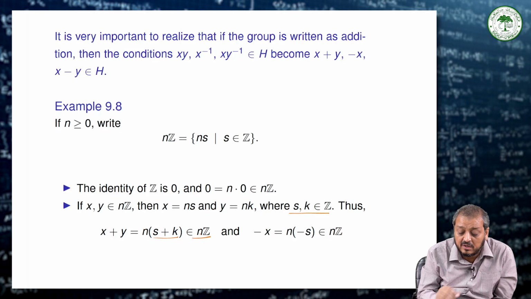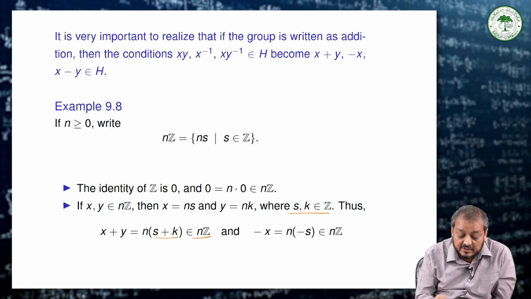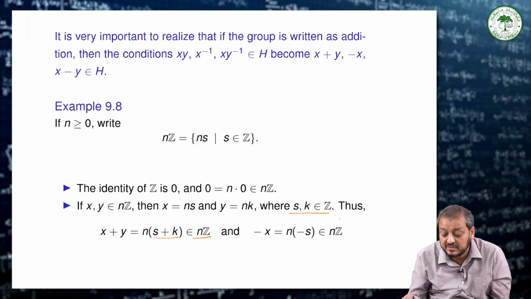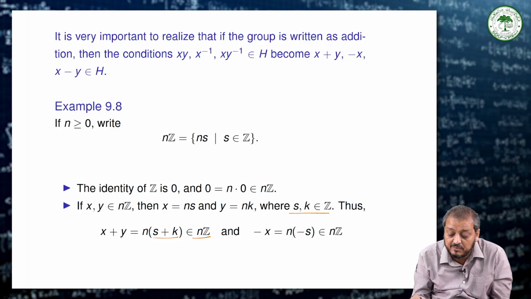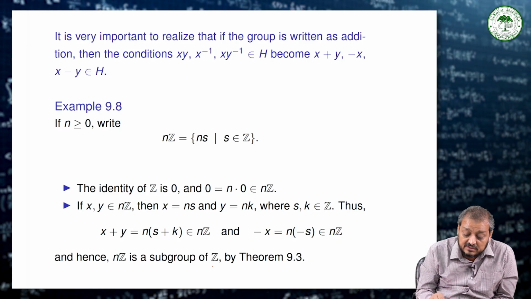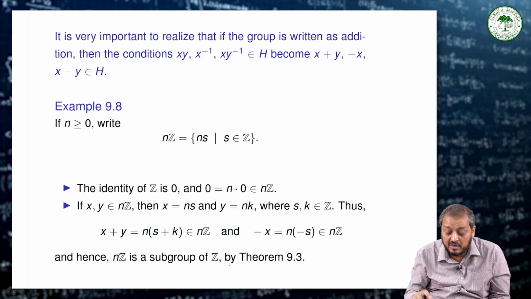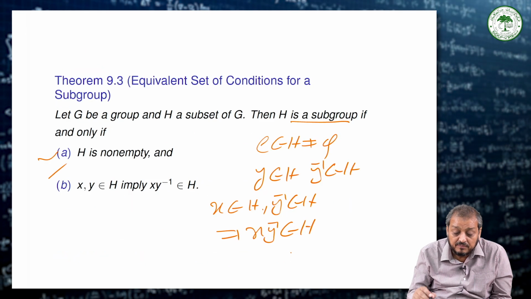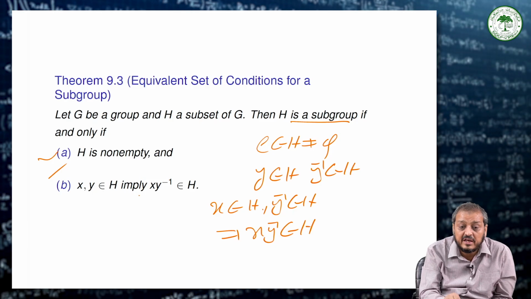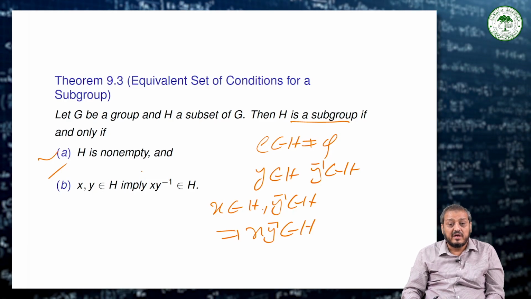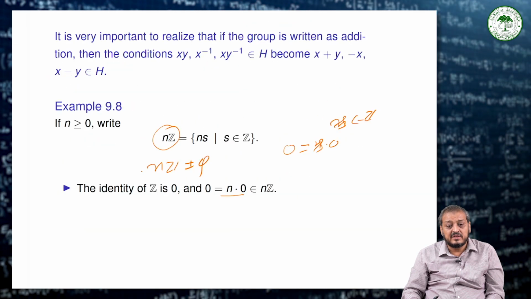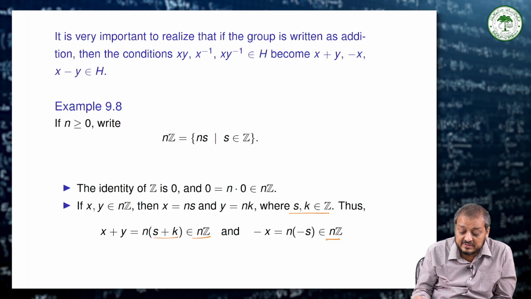This means it belongs to nZ. Also, writing minus x means n times minus s, and minus s is also an element of Z. This whole thing also belongs to nZ in this form. So hence nZ is a subgroup by the theorem: x and y are elements of this, then x, y inverse also belongs to H.